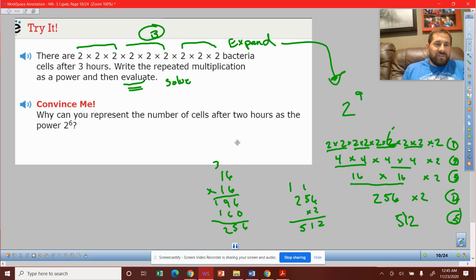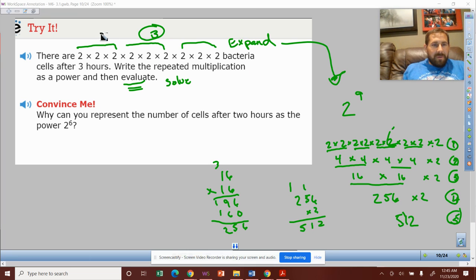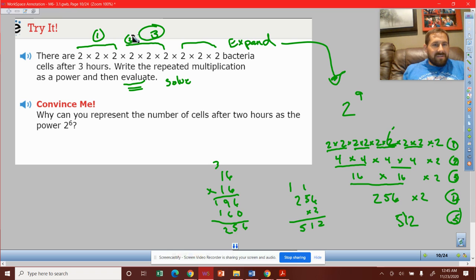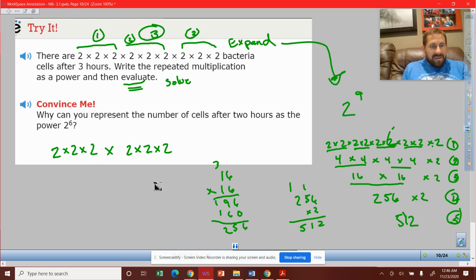All right, here's an extension question. Why can you represent the number of cells after 2 hours as the power 2 to the 6? Well, we're going up here. Remember, this was 1 hour, that section was 2 hours, and this was 3 hours. 3 hours got me this many nines. And if we know that for every hour, it's 2 times itself 3 times, we're just going to write that twice to show 2 hours. So 1 hour, 2 hours, and then we can multiply that together. So you can see how many 2's do we have? 6 of them. And that we know we can represent as 2 to the 6.